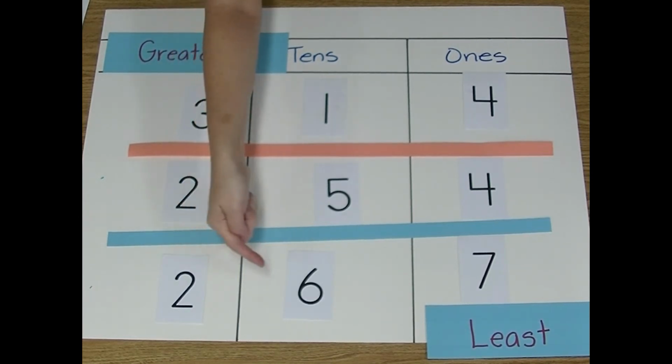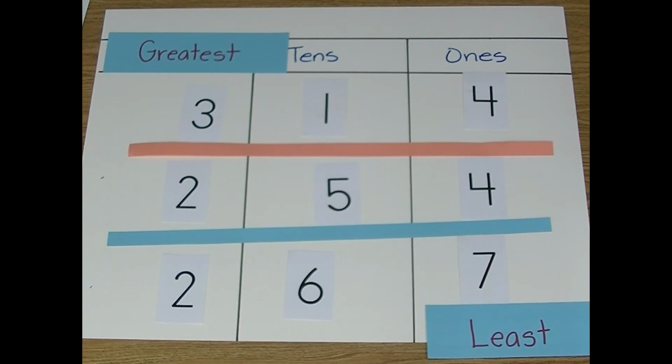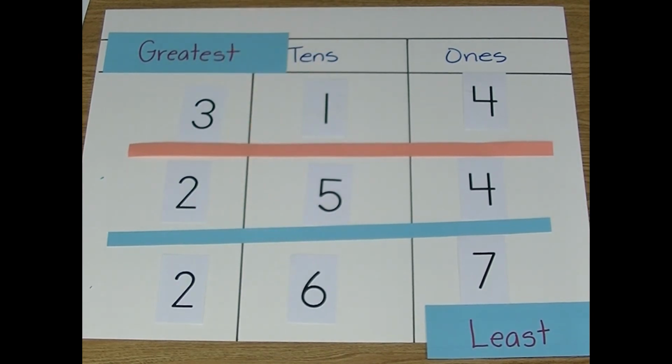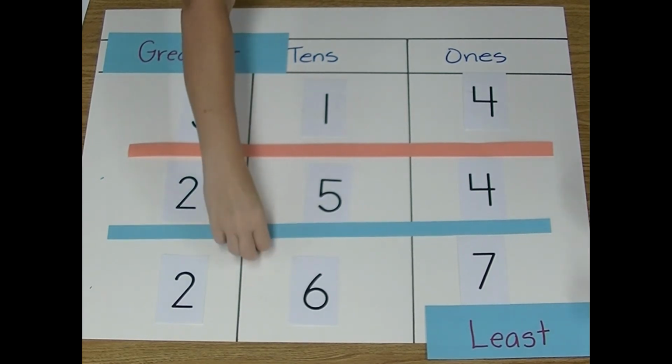So now we're looking at how many tens do we have in our numbers? We have 5 tens in that number, and then 6 tens in the bottom number. So is 5 tens greater or is 6 tens greater? 6 tens is definitely greater. So let's move our numbers.